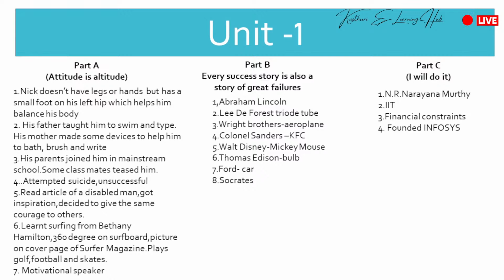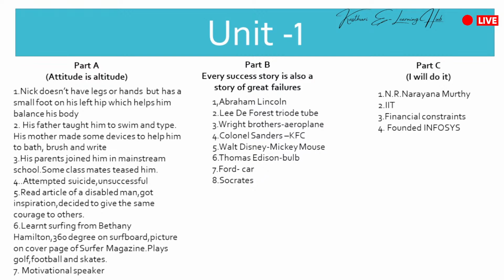So firstly, let me get into the text. The first one is Attitude is Altitude. So you all know in this lesson we have a great person called Nick. Nick is a great inspiration to all of us, right? So what was so unique about Nick? Yes, he had no legs or no arms. Still, he is a successful person.